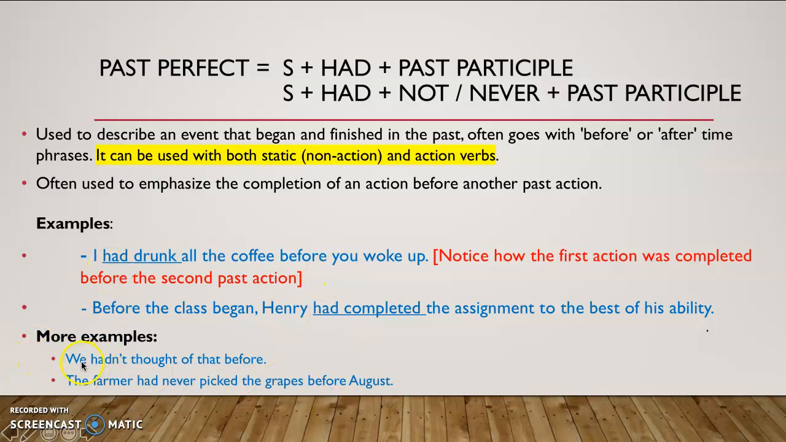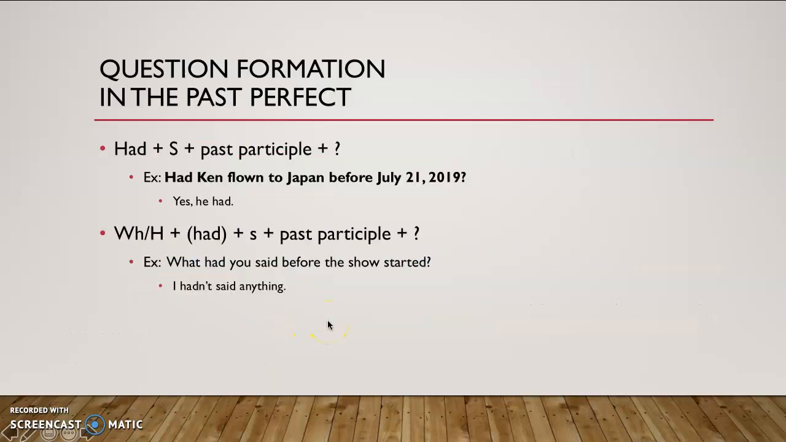This will come up in the past perfect continuous as well. When you contract, or when you're saying a sentence like "the farmer had never picked the grapes," especially when you're speaking it, you reduce the "had" so that it sounds just like a "d." So it might sound like this: the farmer'd never picked the grapes before August. Or I'd drunk, instead of I had drunk. Or Henry'd completed, instead of Henry had completed. So that's just a little pronunciation note to take notice of.